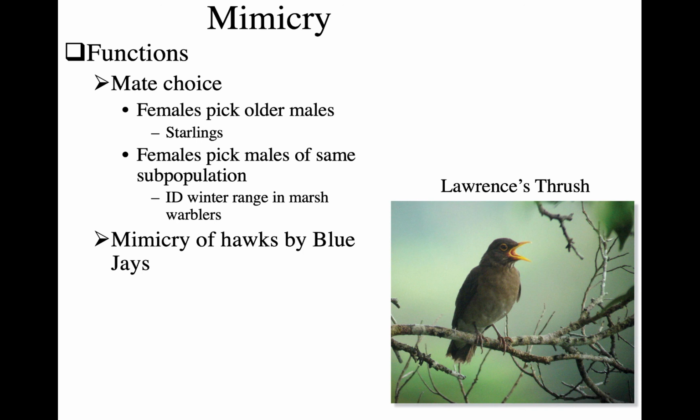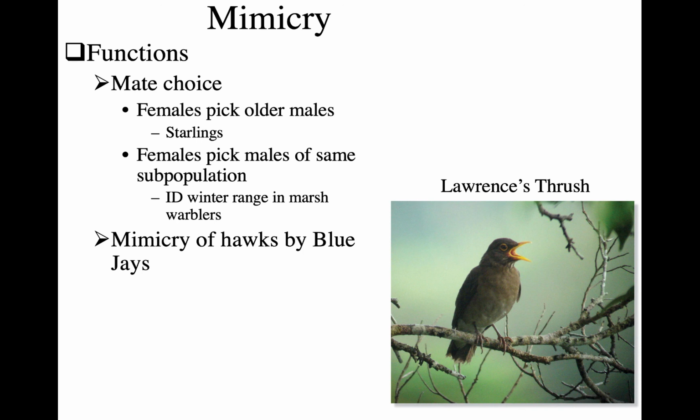Now, this has been demonstrated with European starlings. But in other cases, it's the case that females want to make sure that they mate with males that winter in the same place that they do. And so in some cases, in marsh warblers, for example, they can all breed together in southern Europe, but they winter in different places in Africa. And they may have co-adapted gene complexes that make it where they would be better off making sure they mate with an individual that winters in the same place that they do, so that their offspring have the right genes for wintering in that area. And so the males actually incorporate some of the songs of the birds from their wintering range to convince females that that's where they're from.